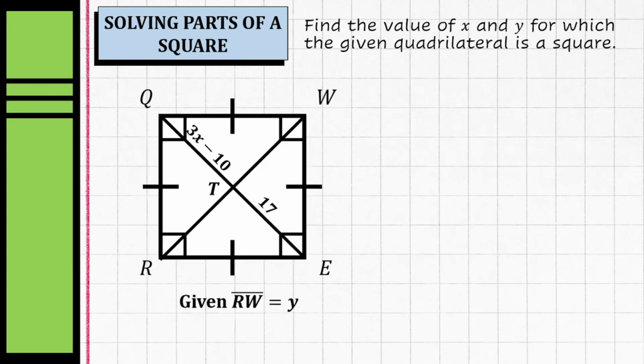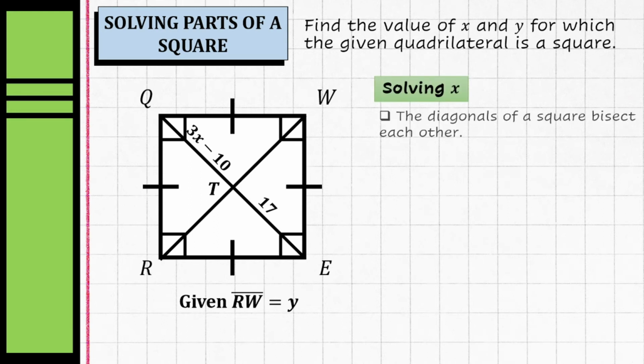Alright, okay, let's have our last example for today. For example, we're given this square and we're going to solve for the value of x and y, and one of the given is segment RW, our diagonal, is equal to y. Okay, so let's solve for the value of x first. In solving for the value of x, we will use the property about the diagonals of a square.